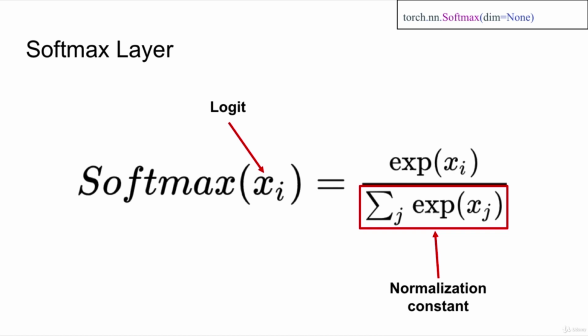Firstly, we transform all logits with the exponential function. And secondly, we divide by the sum of the exponents of all logits. Please stop the video here and think, why do we need both of these transformations? The exponent of all the logits and the normalization. And why do we call the output of this layer probabilities?